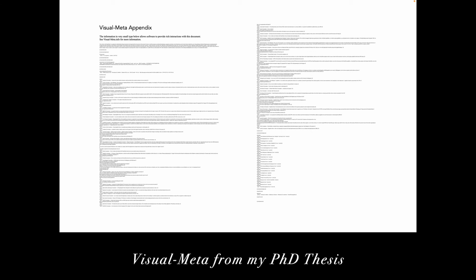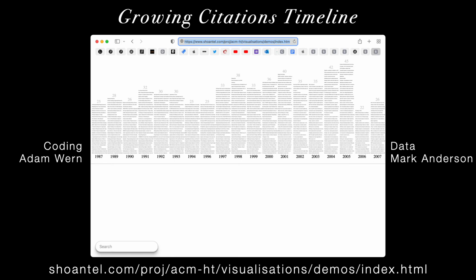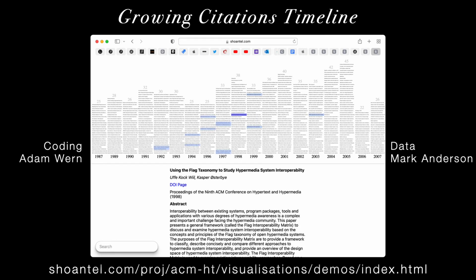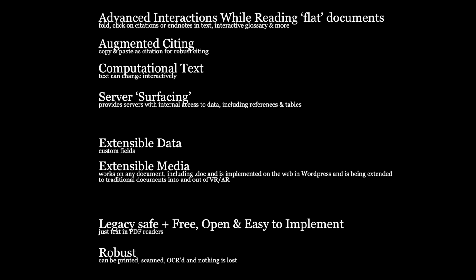And then I show the beginning of the actual Visual-Meta I used, and I show that the Pilcrow or paragraph sign has been used so that we don't have too much space being wasted. I will also show we have this automatic timeline system and benefits. Here we'll go through the interactive ones on top, the interactions we just showed, the citing, computational text will be explained, and how servers can access it.